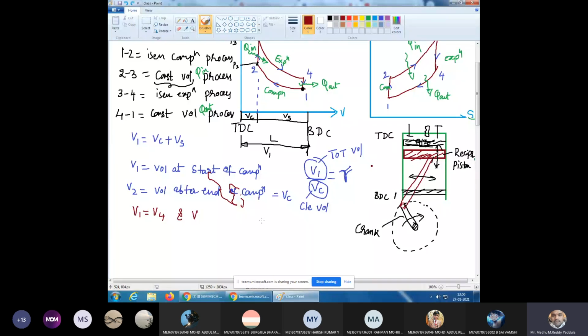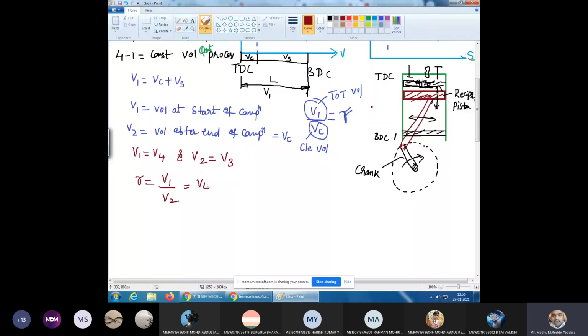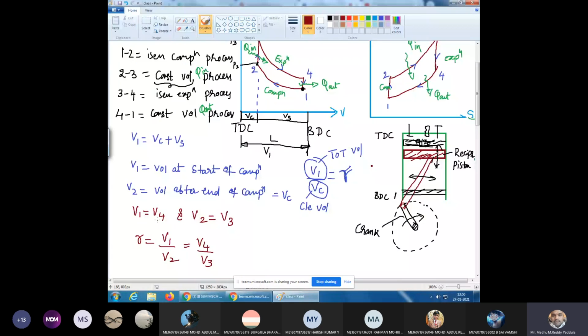V1 is equal to V4 and V2 is equal to V3 because 2 to 3 and 4 to 1 are constant volume processes. As I know, R is equal to V1 by V2, I can also write it as V4 by V3. Agree? Yes, sir. Is it okay? Because V1 is equal to V4, V2 is equal to V3.